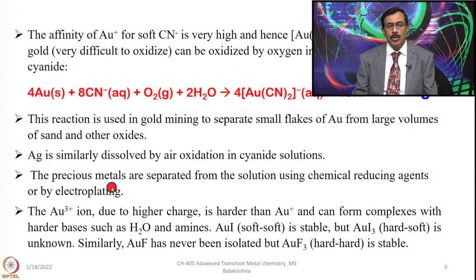Au 3 plus ion, due to its higher charge, is harder than gold plus and can form complexes with harder bases such as water and amines. And aurous iodide, that is AuI, a combination of soft and soft, is stable, but AuI3, a combination of hard and soft, is unknown. That means one hard acid and one soft base, extreme ones, is unknown, similar to PbI4. Similarly, AuF has never been isolated, but AuF3 is stable. AuF3 is stable because Au3 plus is a hard acid.